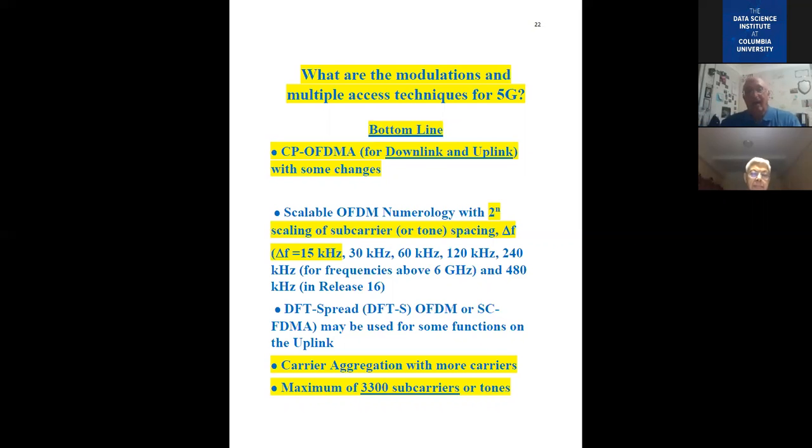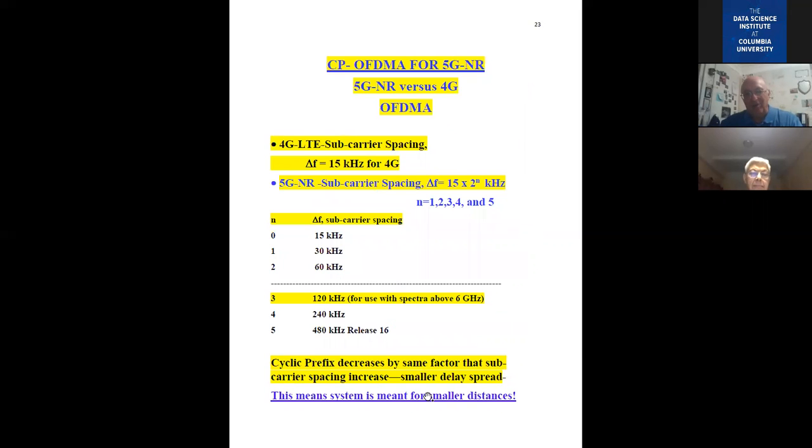Okay. It turns out in 5G and 5G NR, you can have 3,300 subcarriers, which ends up giving you a bandwidth of close to 400 megahertz. Okay, these we're using 400 megahertz. You're talking about signals that are being transmitted in the range of 50 gigahertz. Okay, where you have a lot of bandwidth.